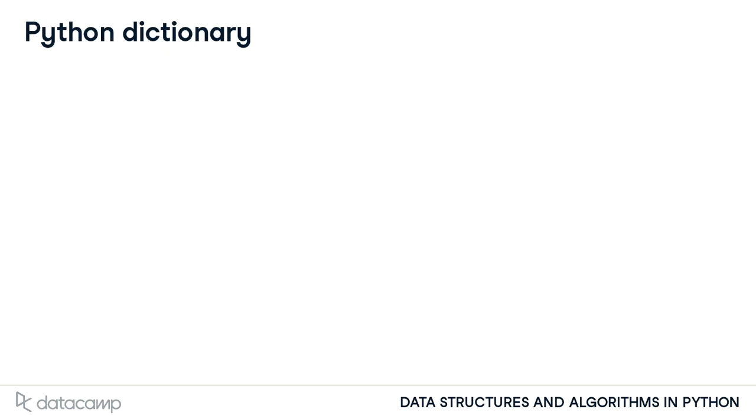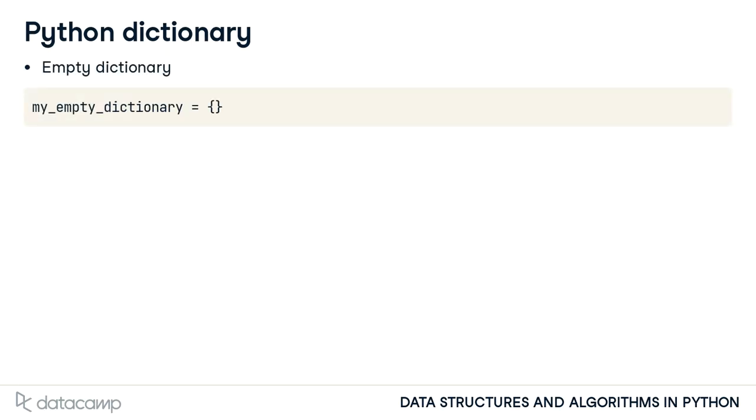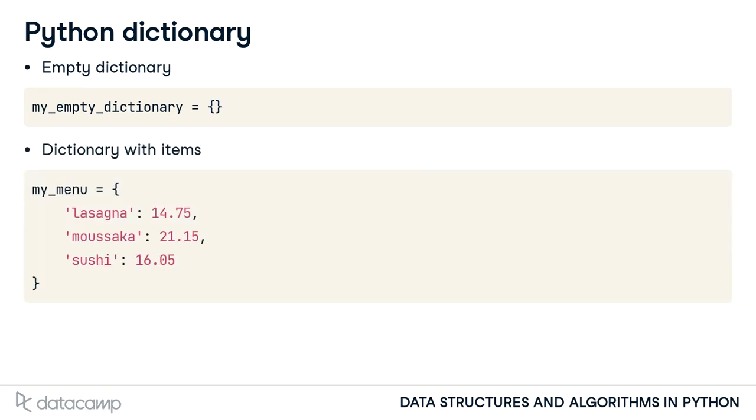Python hash tables are called dictionaries. An empty dictionary will be defined as shown. We can define a dictionary with some elements. In this example, the names of the dishes are the keys and the prices are the values.